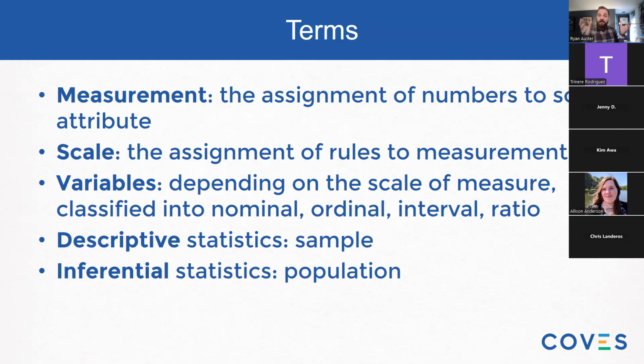And then the scale is the assignment of rules to measurement. Overall experience rating is a good one. The scale is poor, fair, good, excellent, outstanding. The measurement is the experience rating itself. The variable then is OER in our data set. Variables can be classified into nominal, ordinal, interval, and ratio. I'm going to go over those in the next slide, and they depend on the scale of measure.